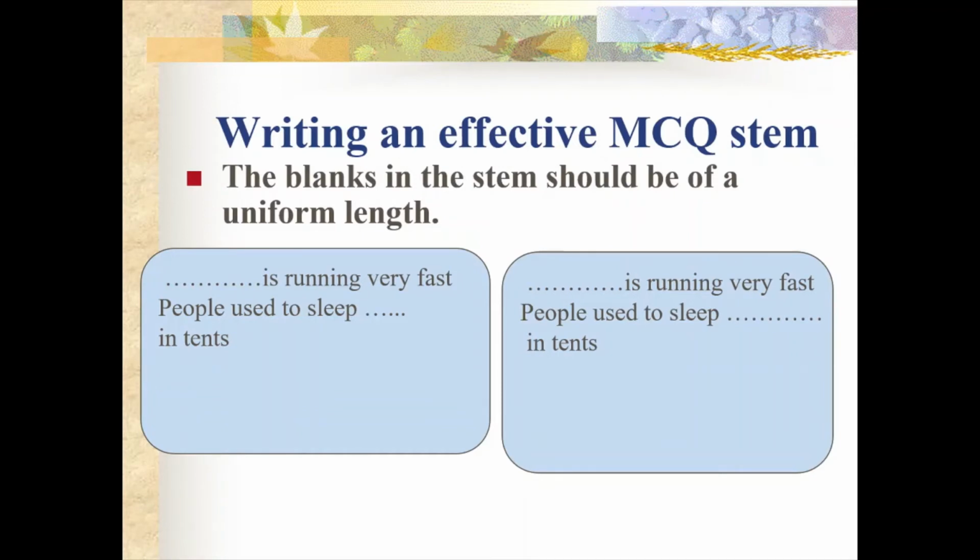Look at the first example. We have different spaces with different lengths. So the first one gives a hint to the student that the longer answer is the right answer, whereas the second one gives a hint to the students that the shorter answer is the right answer. Look at the second example. The spaces are of a uniform length, which is required, and this is the correct example.